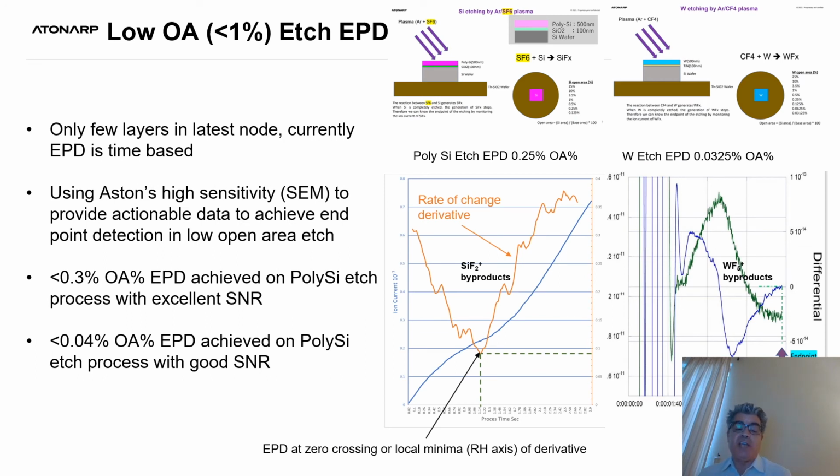Now to some ASTON endpoint detection data obtained on etch tools. As I mentioned earlier, ASTON's HyperQuad is outfitted with a high sensitivity detector, and the data shown on this slide shows just that. The data on the right is obtained on a polysilicon etch process using argon SF6 plasma. Using SiF2 byproducts, as you can see, EPD, endpoint detection, is obtained down to 0.3% open area with excellent signal-to-noise ratio. The data on the far right is obtained on a tungsten etch process using argon CF4 plasma, and using WF5+ byproducts, endpoint detection is successfully achieved below 0.04% with good signal-to-noise ratio.